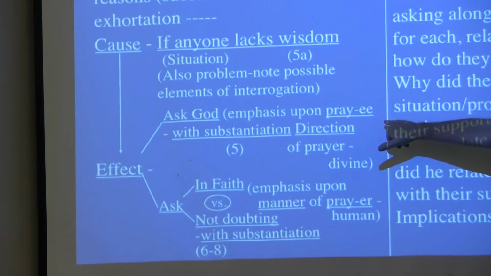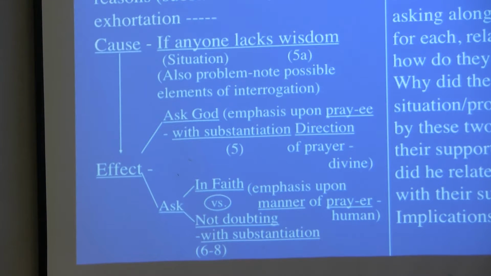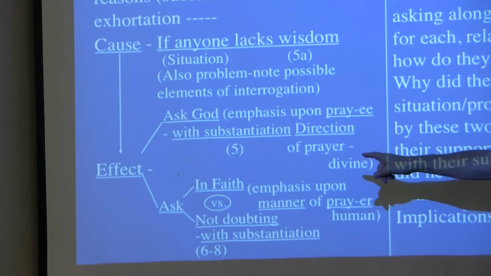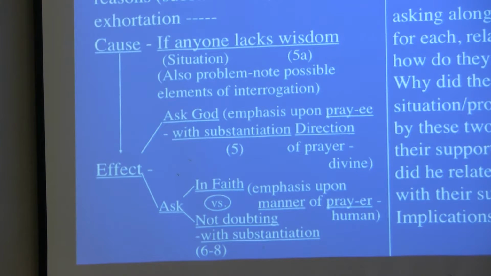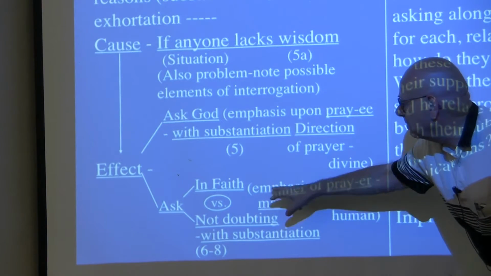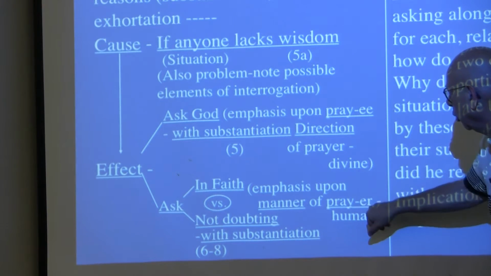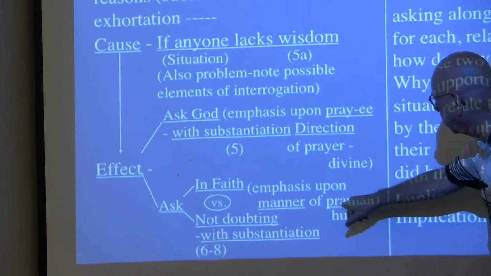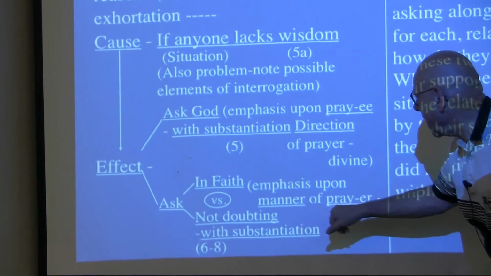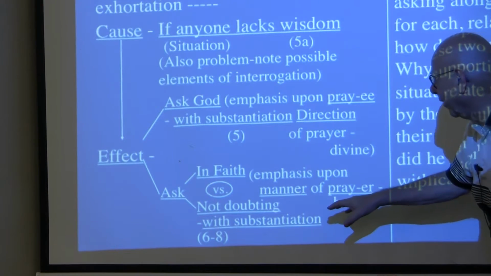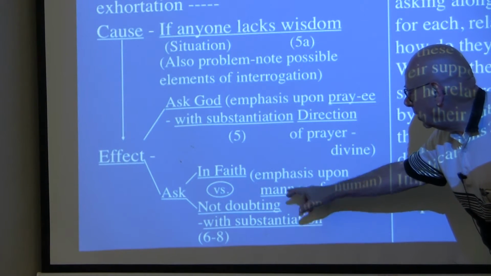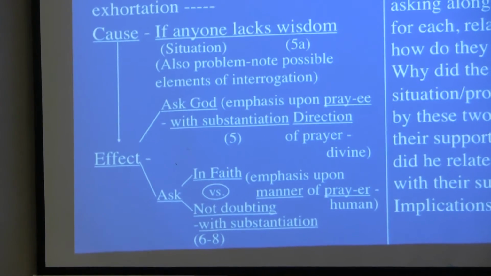Ask God, with an emphasis upon the prayee, the one to whom prayer is made, and really the direction of prayer, with substantiation, as we just saw, because God gives to all persons generously and without reproaching, and it will be given to that person. And then the second exhortation, let him ask in faith, that's positive, not doubting. A manner of prayer really involves the prayee, divine, the prayer, the human, and the manner of prayer, or the mode of prayer, in faith, not doubting, and then goes ahead and substantiates that exhortation.